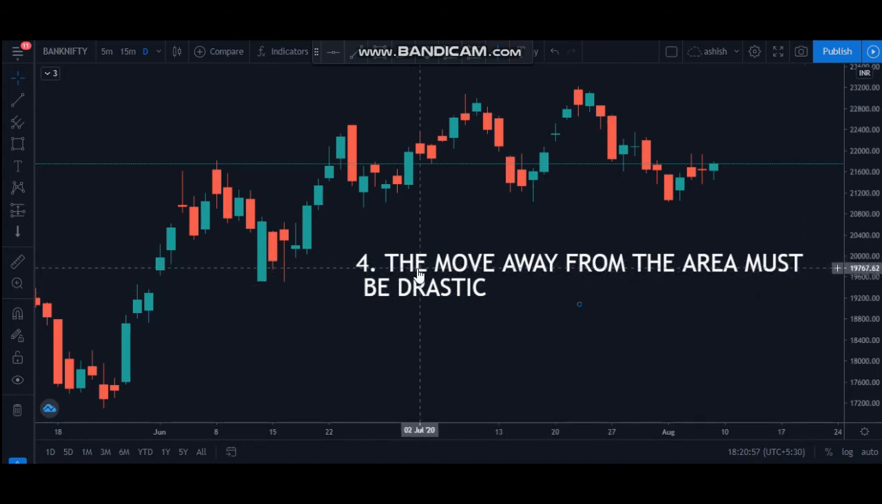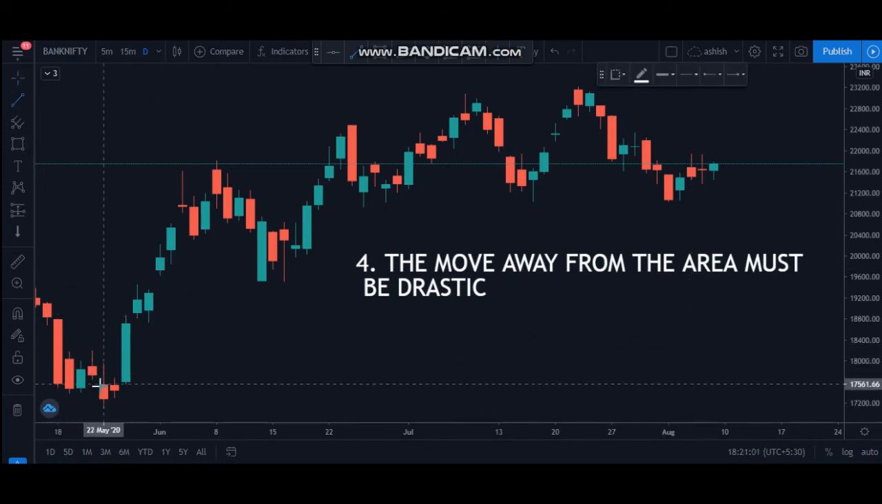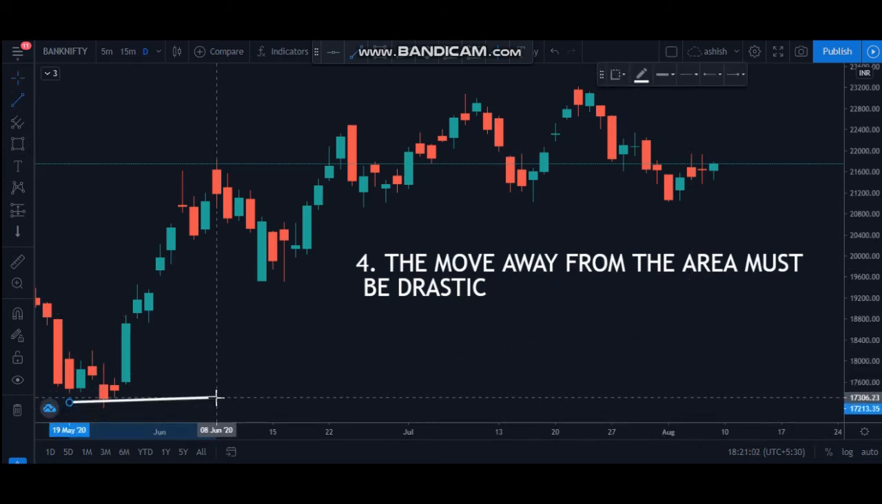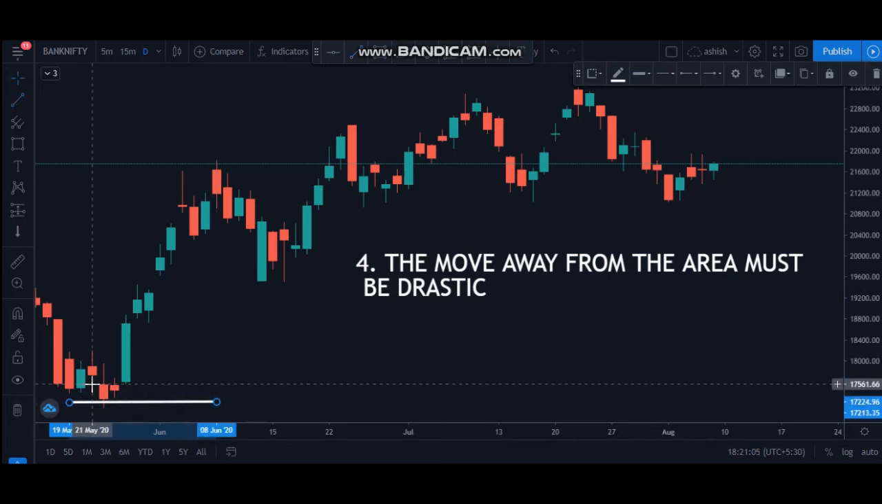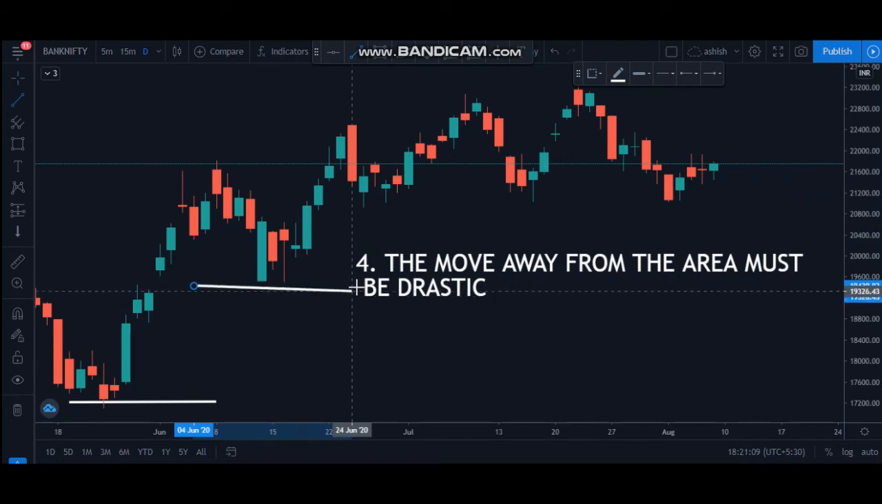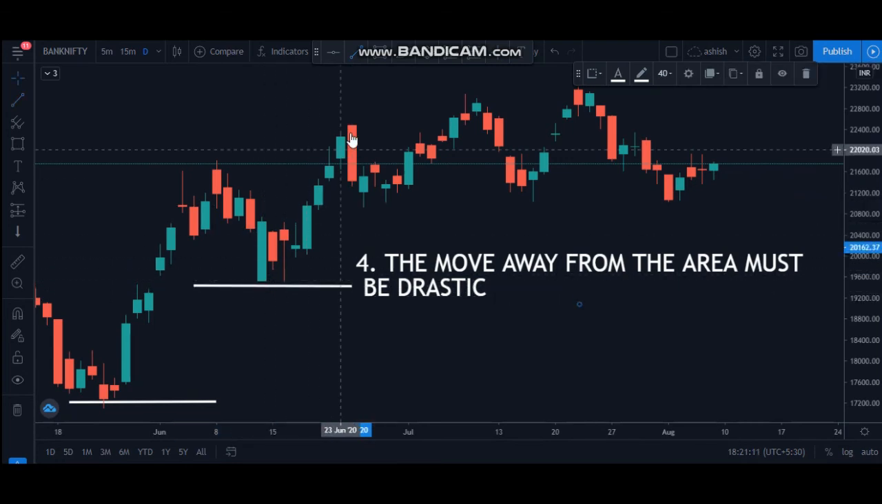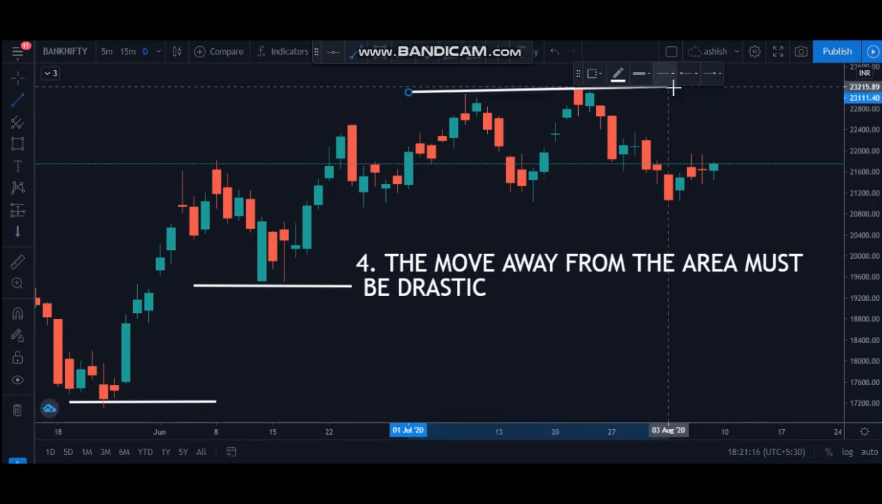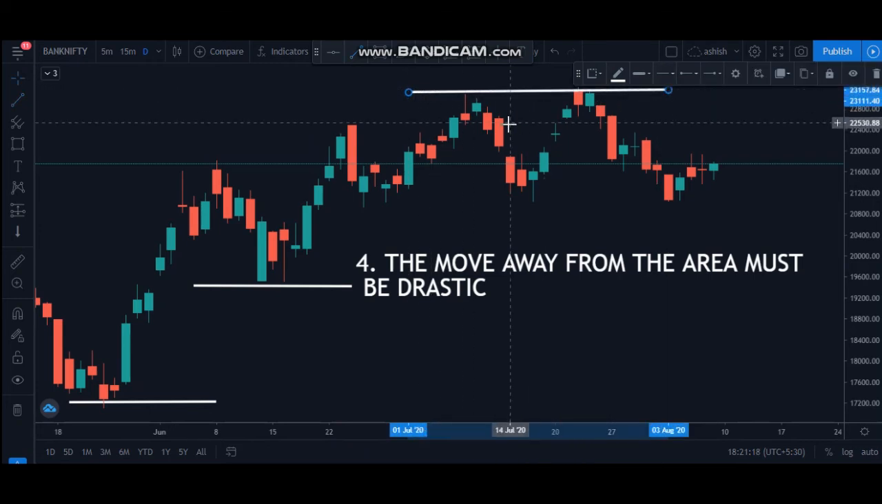Let's move on to the next one. Fourth, the move away from the area must be drastic. Here we can see price came in this direction and bounced up. Again at this position, price came here and bounced. And we can see a swing high over here. Price came to this position, bounced down. Again, second try and came down.